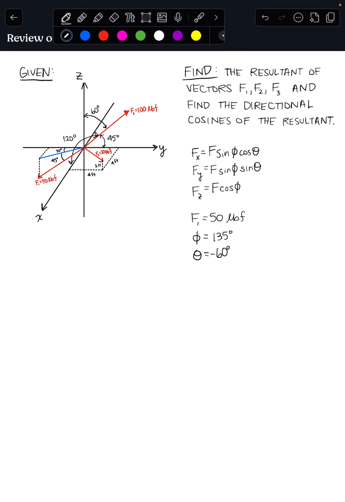Okay, and now we just need to plug all these numbers into our equations up here, and we can solve for what each one of these components is. So F1x is going to be equal to 50 pounds times the sine of 135 degrees times the cosine of negative 60 degrees.